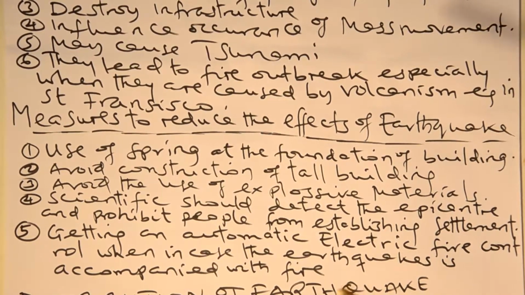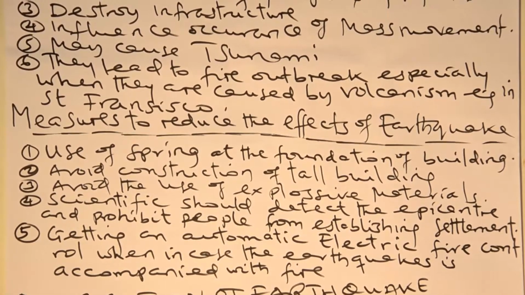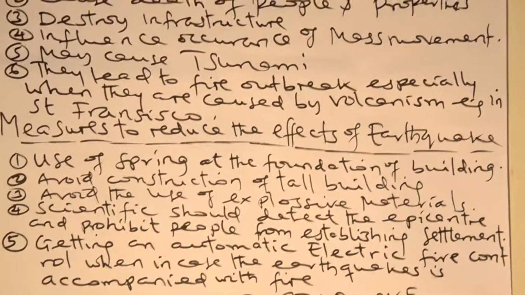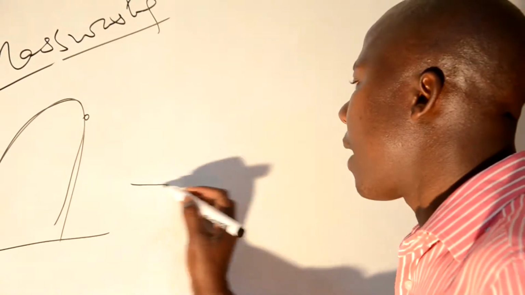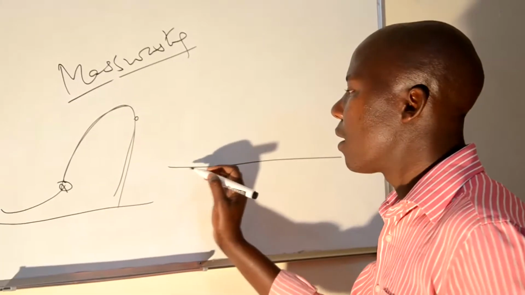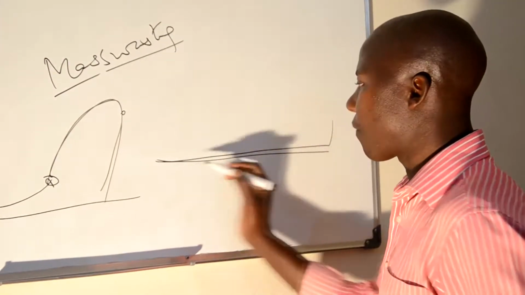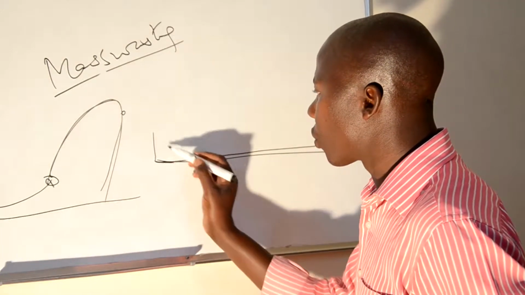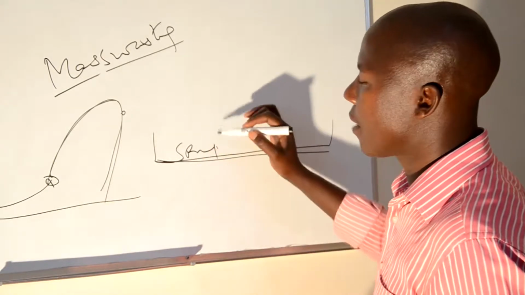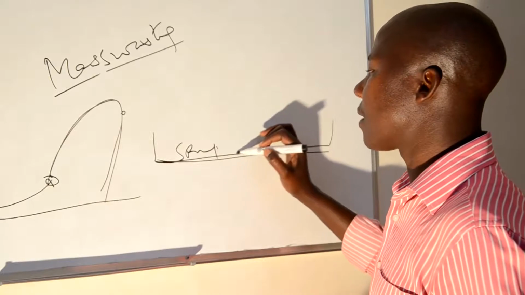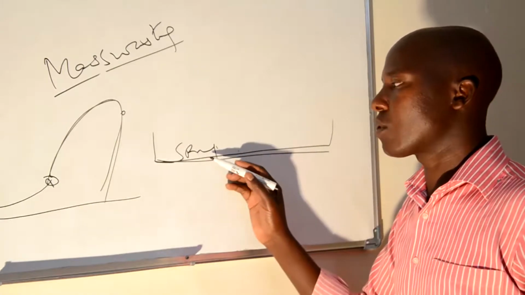First, use of springs at the foundation of buildings. Dear students, engineers or civil engineers have to determine the use of springs wherever they want to make a construction. For instance, this is the foundation of a certain building. He or she should use spring material so as to avoid cracking or the earthquake affecting this landmass or the building. Because wherever earthquake takes place, these springs will be dancing.